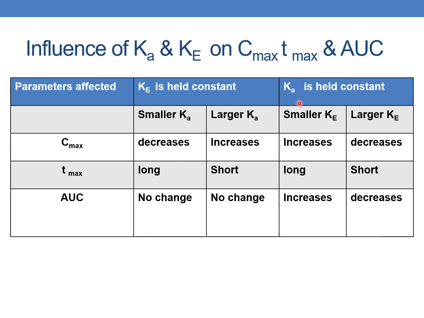The second case is where the absorption rate constant Ka is held constant, and a smaller Ke increases the Cmax and Tmax also. Here the AUC is also increased. Whenever the absorption rate constant is held constant, a smaller elimination rate constant increases Cmax, Tmax and AUC. And a larger Ke decreases the peak plasma concentration, Tmax becomes short and AUC is also decreased.